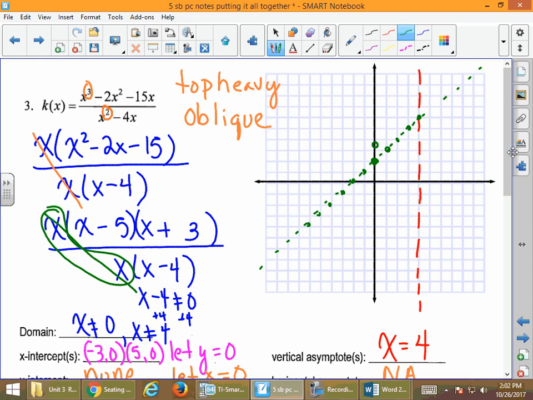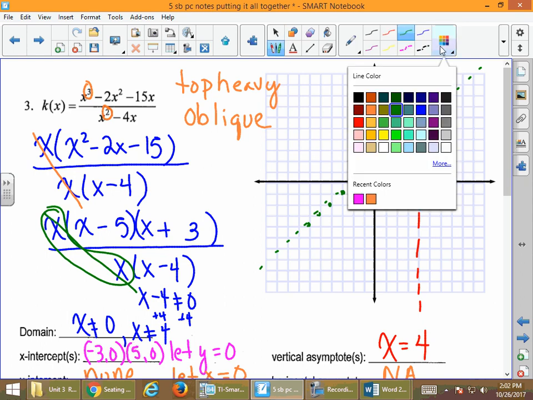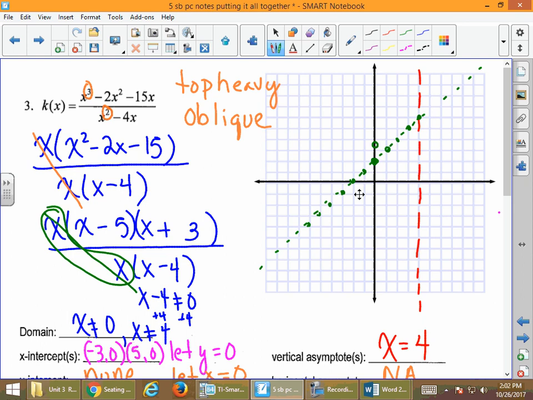And one last time. We know what the x-intercepts are. Negative 3, 0. And 1, 2, 3, 4, 5, 0. And we can get our picture. Here. And here.